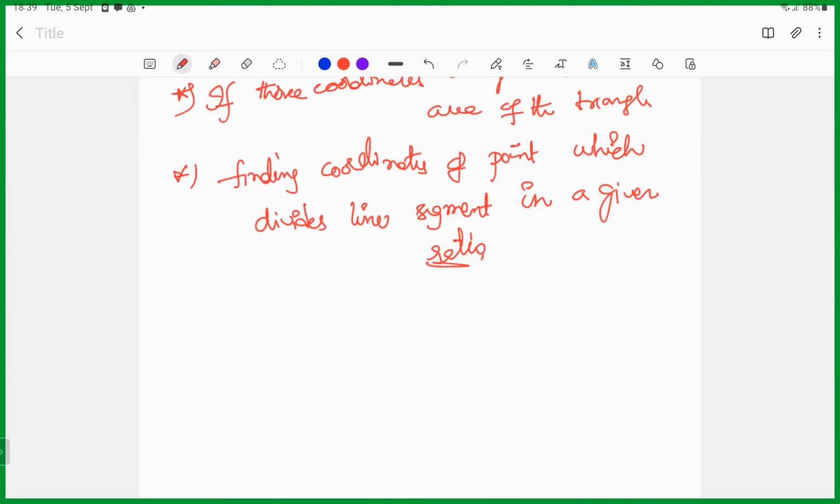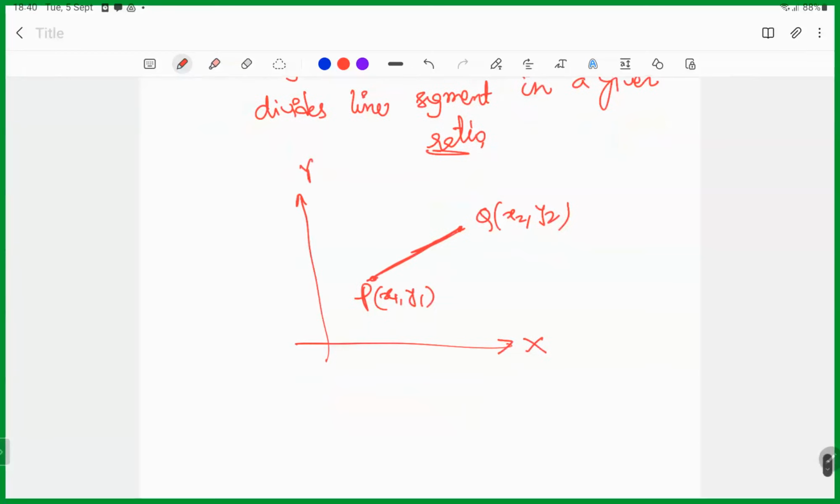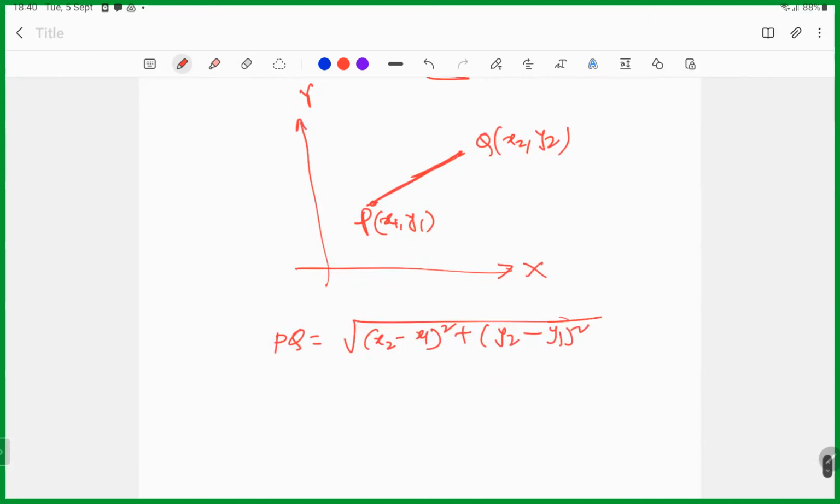Yes. So let's say P and Q. P is (x1, y1), Q is (x2, y2), then the distance between P and Q is represented as PQ, right? PQ equals the square root of (x2 minus x1) whole square plus (y2 minus y1) whole square. So this distance is always positive, right? Also, it's equal to the square root of (x1 minus x2) whole square plus (y1 minus y2) whole square. Both are equal only.